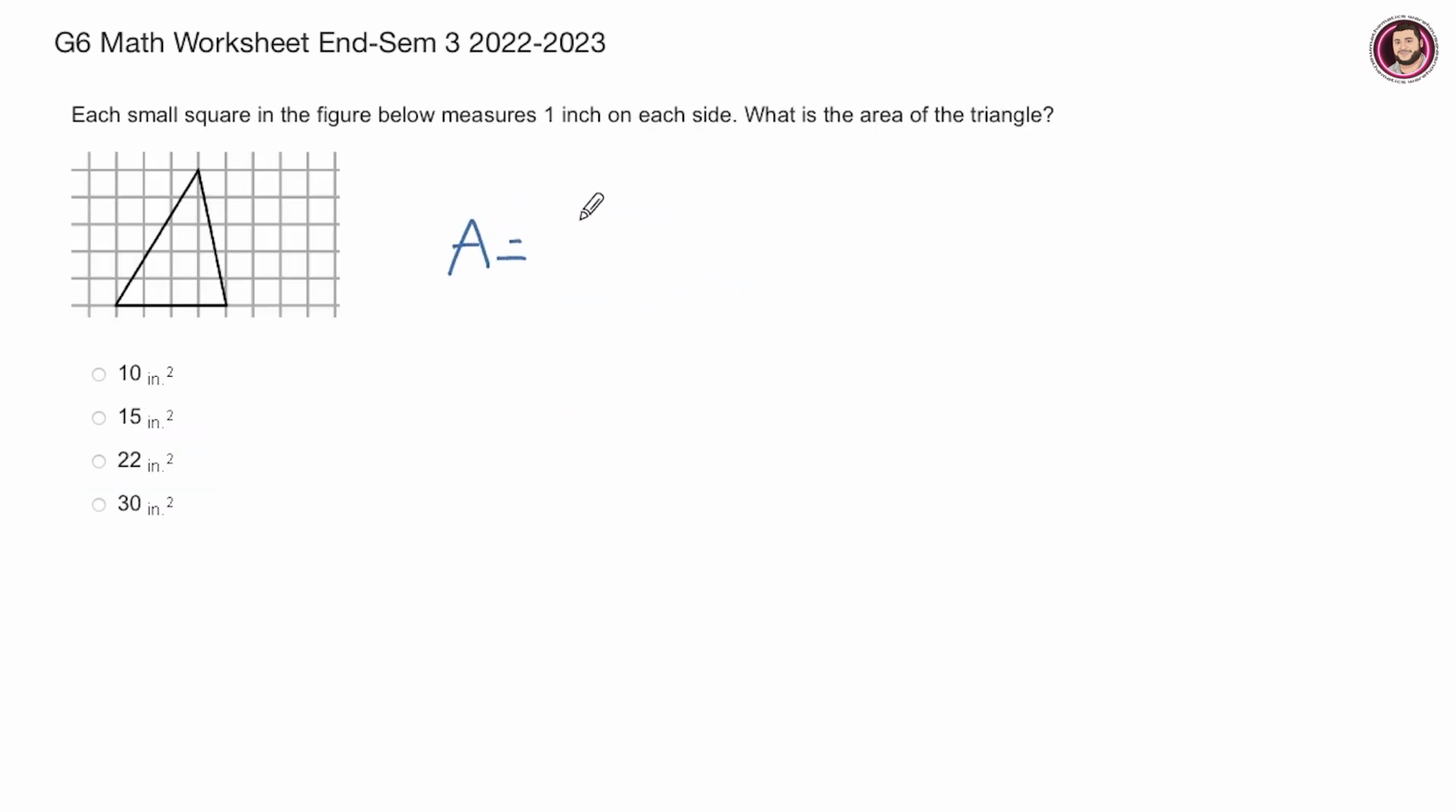Area of triangle, as we said, is half base times height. So we need to determine which is base, which is height. This is the base, which is 1, 2, 3, 4, and the height 1, 2, 3, 4, 5. So it's a half times 4 times 5, which is half of 20, 10.